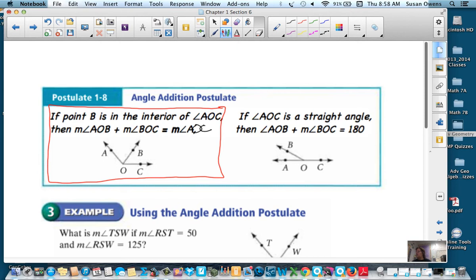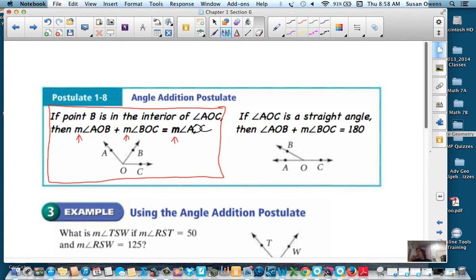Okay. I like to call this angle addition postulate, and this is the only way I use angle addition postulate. Our old book, this was the only way they used angle addition postulate. Notice you're not actually adding angles though. Okay, we call it angle addition postulate, we're not adding angles, we're adding measures. Notice they have little m's in front of the angles.